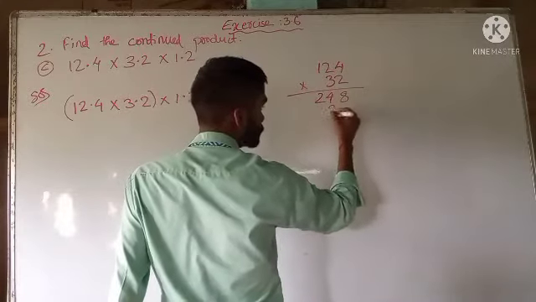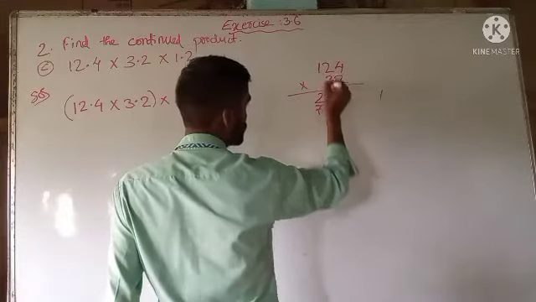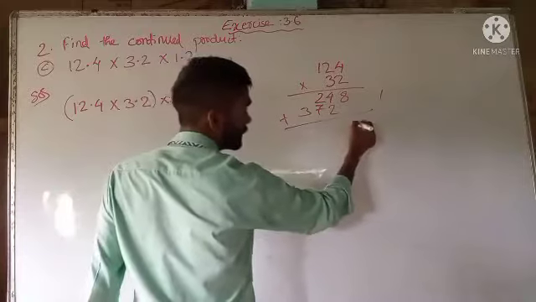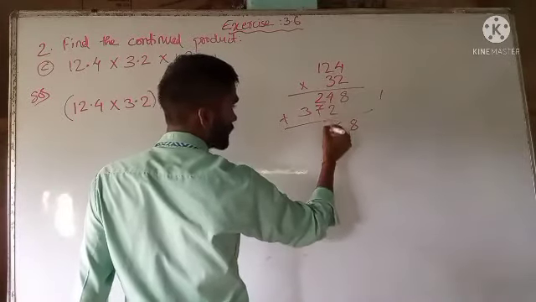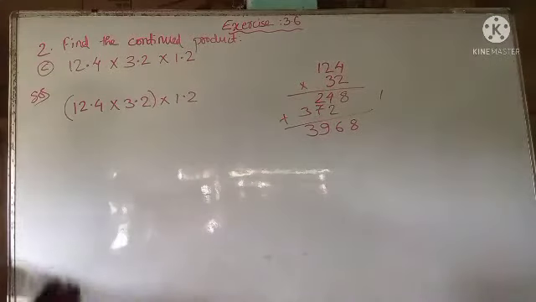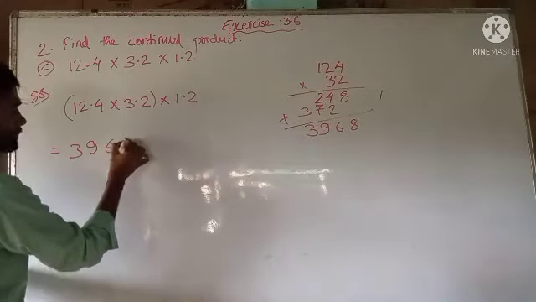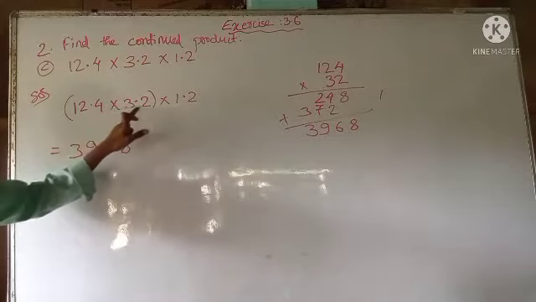Now 3 into 4 is 12, 2 and 1 in hand. 3 into 2 is 6 plus 1 is 7. 3 into 1 is 3. Now we will add them. So we'll get here 8, here 4 plus 2 is 6, and here 2 plus 7 is 9, and here 3. So we got here 3968.